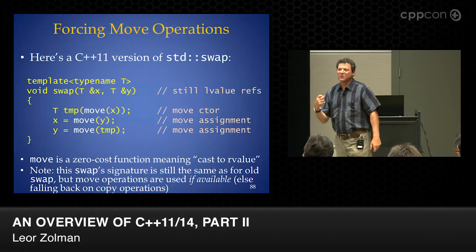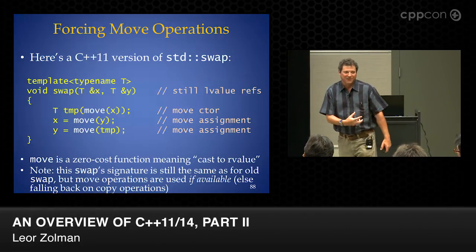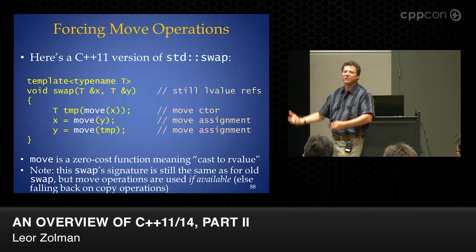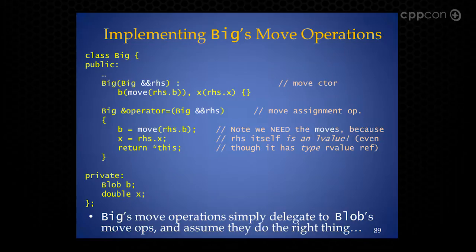But it's a little confusing when you first see it, because you think it's moving something. No, it's facilitating the moving of something by casting an expression to an R-value so that the result will bind with a move operation. And that move operation is going to do things efficiently. That's what that means. Now, if you apply this version of swap to big, it swaps those things a whole lot more efficiently. But we're going to drill down and see the implementation.